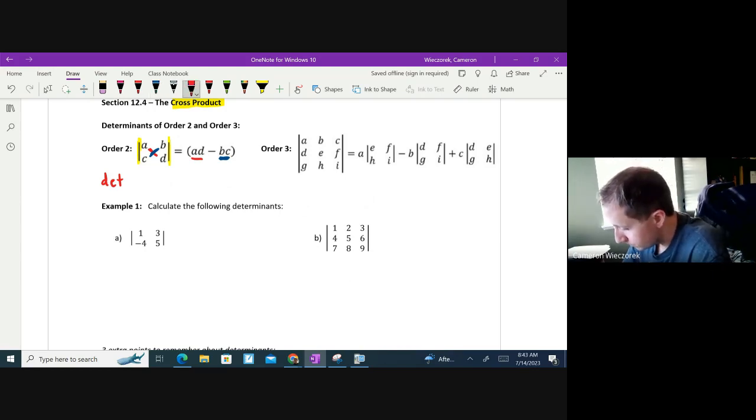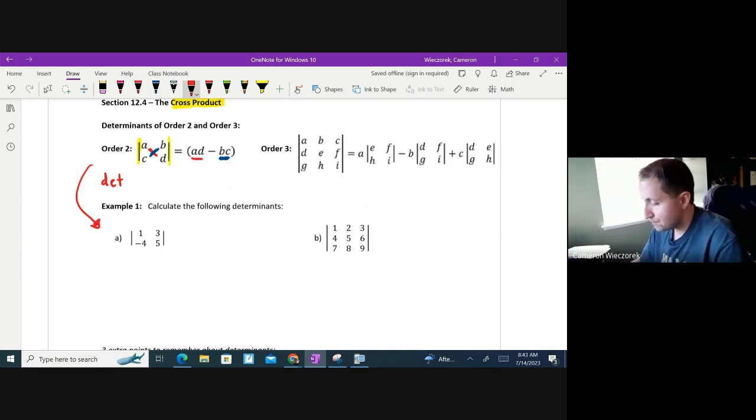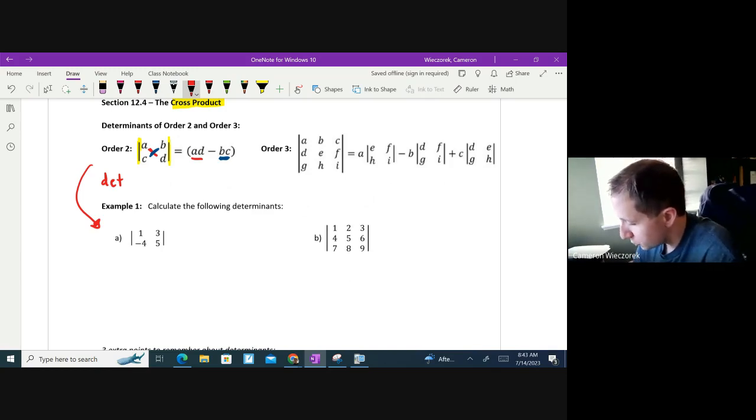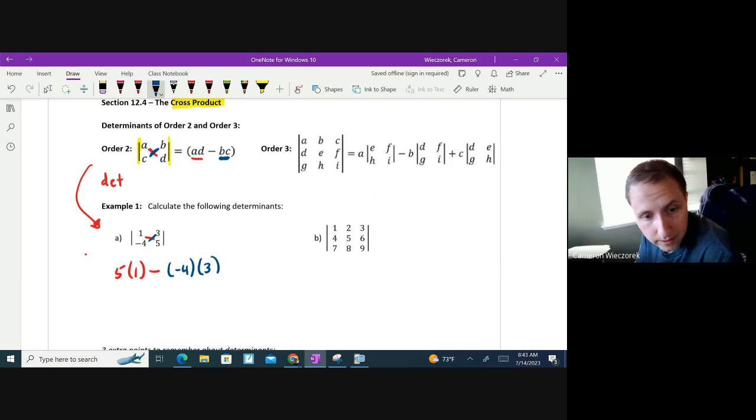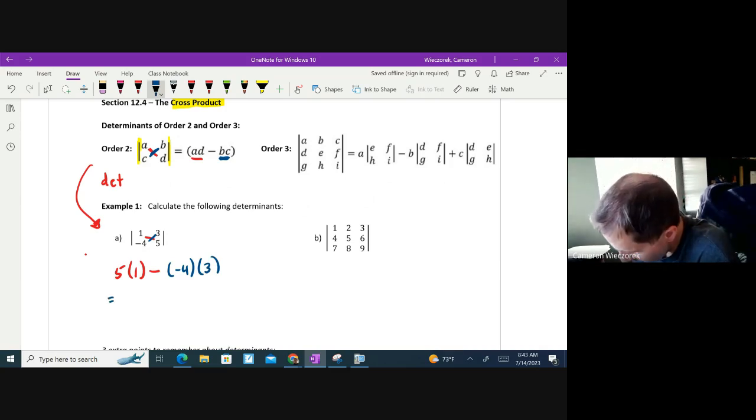Now, let's maybe go down here. Let's look at example A real quick. My matrix is 1, 3, -4, 5. I'm finding the determinant of that matrix. So what I'm going to do is multiply 5 times 1 along the main diagonal. Make sure I subtract, and then I'm going to subtract the product of the numbers on the other diagonal, -4 times 3. So I end up with 5 minus -12. And so I end up with 17.